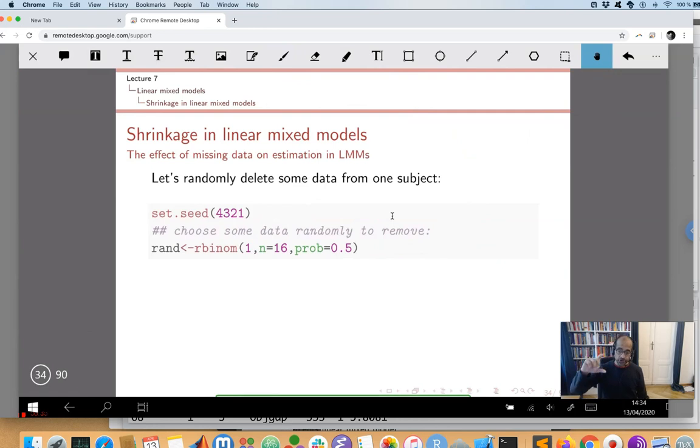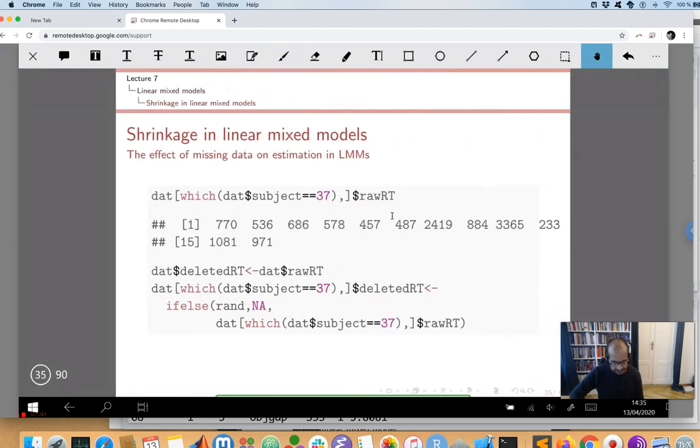So now I want to show you the dramatic effect of shrinkage if you have missing data. What I'm now going to do is remove half the data from a particular subject's data set. So I have 16 data points, and I'm going to delete half the data from the subject and pretend I don't have it. The way I'm going to do this is I'm using the R binom function to generate a sequence of zeros and ones, so I might get something like 1 1 0 0 0 1. That's what this rand vector contains.